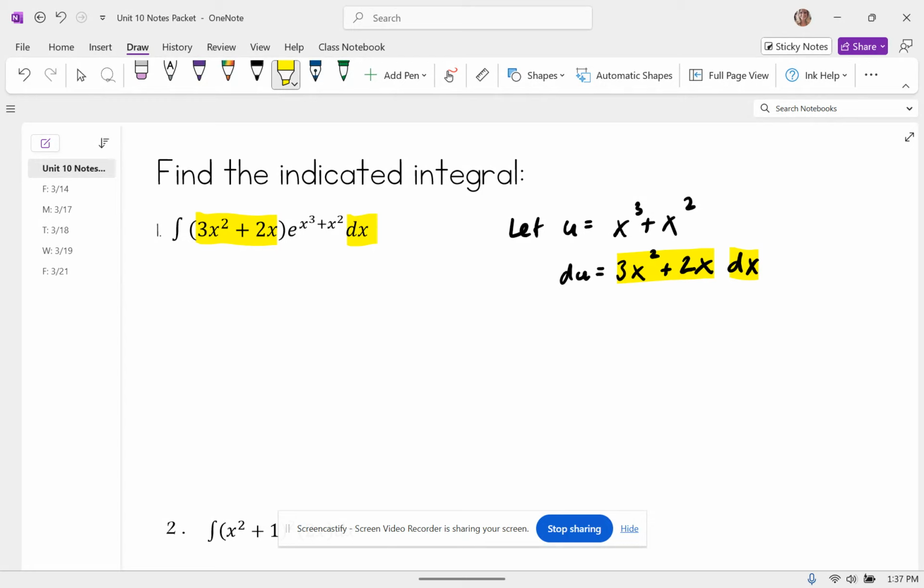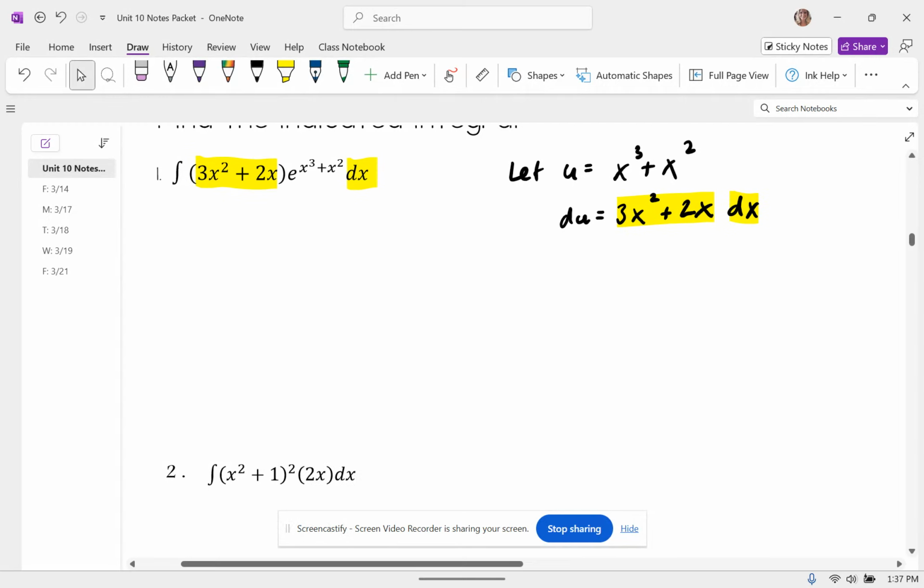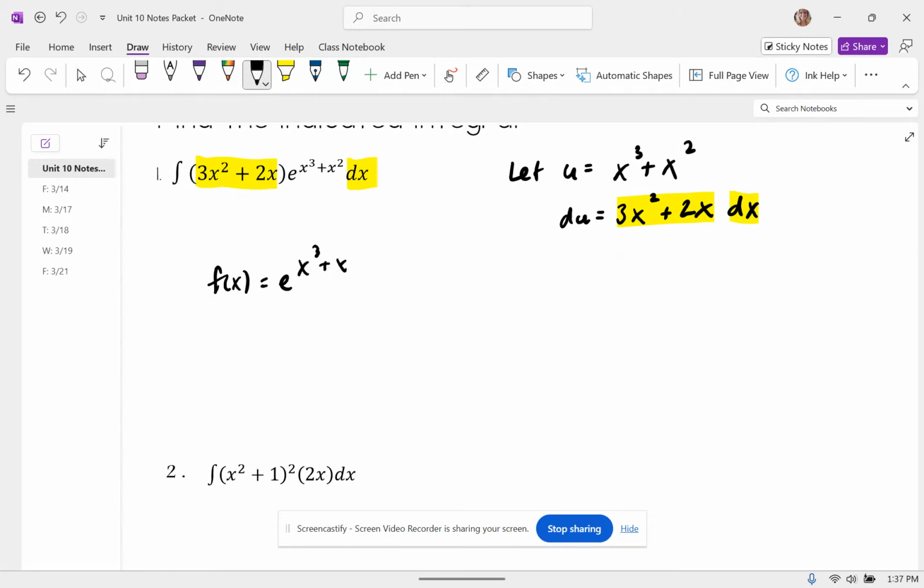Why are we finding the derivative? We're trying to find the reverse derivative, which is the integral. Think about when you find the derivative. If you start with e to the x to the third plus x squared, that's your original. Then you find its derivative. It would be e to the stuff times the derivative of the stuff. Remember, we use integration to work backwards from the derivative and find the original.